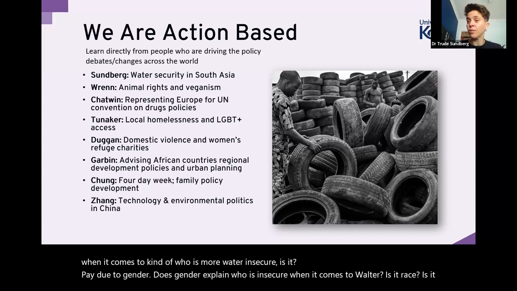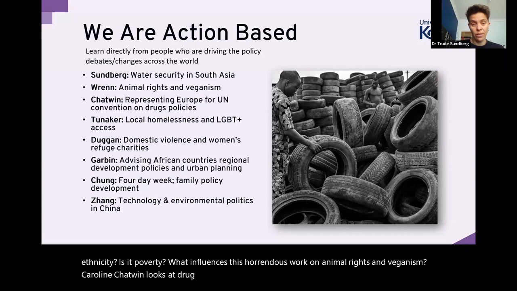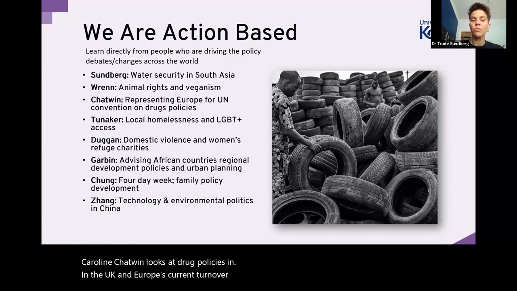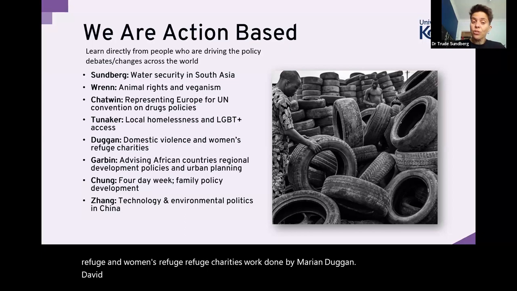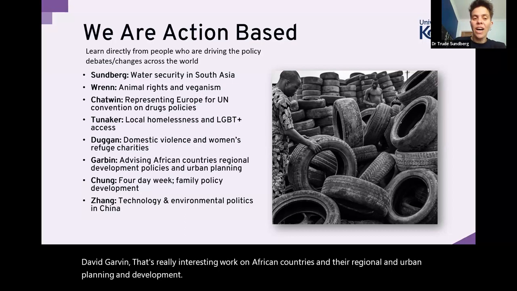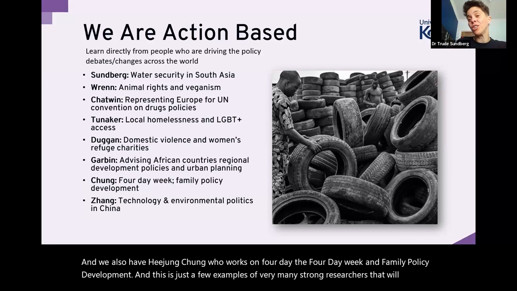Corey Wren does work on animal rights and veganism. Caroline Chatwin looks at drug policies in the EU and Europe. Karin Tunaker looks at homelessness. We have domestic violence, refugee and women's refuge charities work done by Marion Duggan. David Garbin does really interesting work on African countries and their regional and urban planning and development. And we also have Hee-Jung Chung, who works on the four-day week and family policy development. And this is just a few examples of very many strong researchers that will be working with you and teaching you during your MA program.